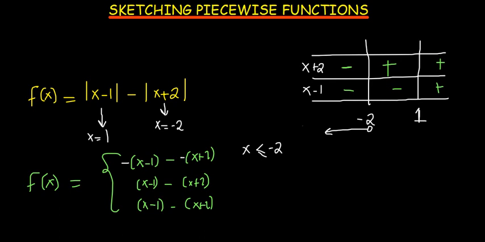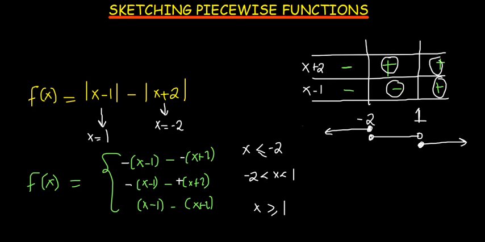And then between negative 2 and 1, I'm going to say negative 2 is less than x, which is less than 1. You can see x minus 1 is negative. So for x minus 1, put a negative there. x plus 2 is positive. So for x plus 2, put a positive here. And then you also have values of x greater than or equal to 1. You can see that both functions are positive. So put a positive here, put a positive here.